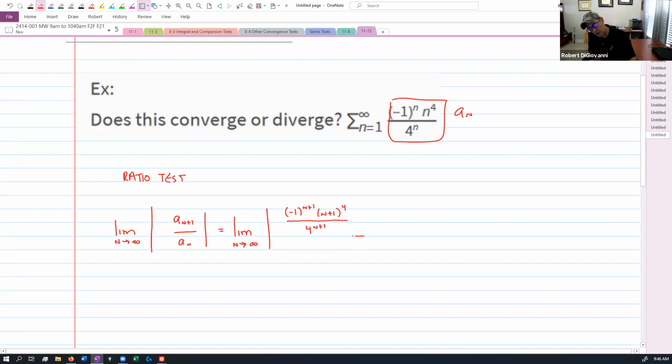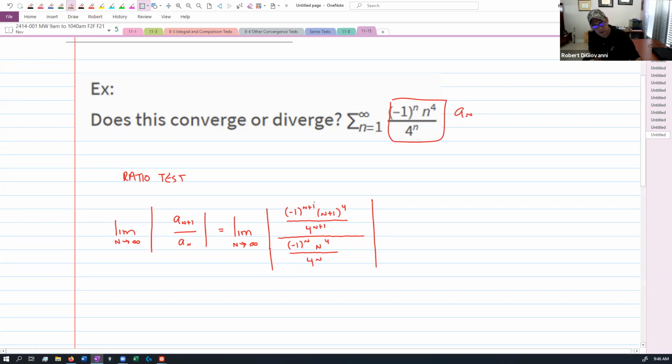But then I need to take all of that and divide it by -1 to the n times n to the 4th over 4 to the n. I need the absolute value of all of that. And I just need to know what happens when n goes to infinity there, which might initially look like a nightmare. That does look pretty complicated, but there's going to be so many nice things that happen here.